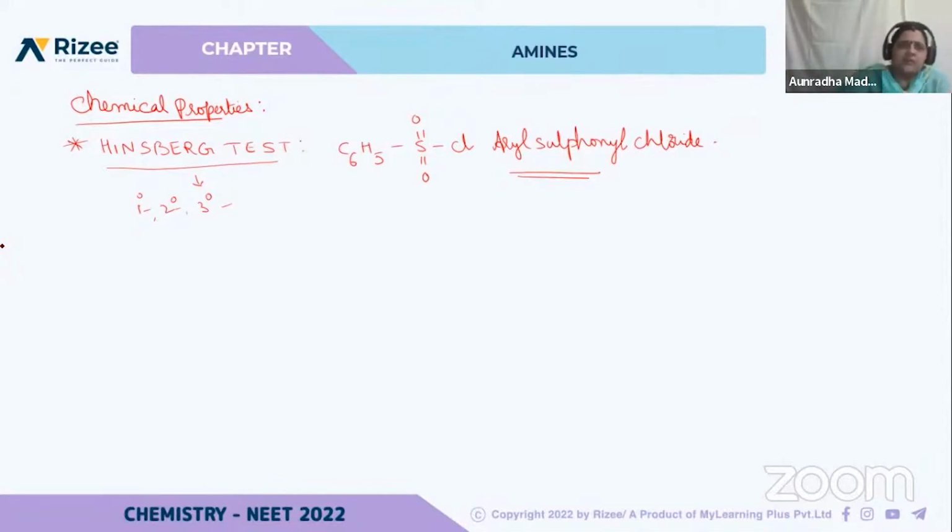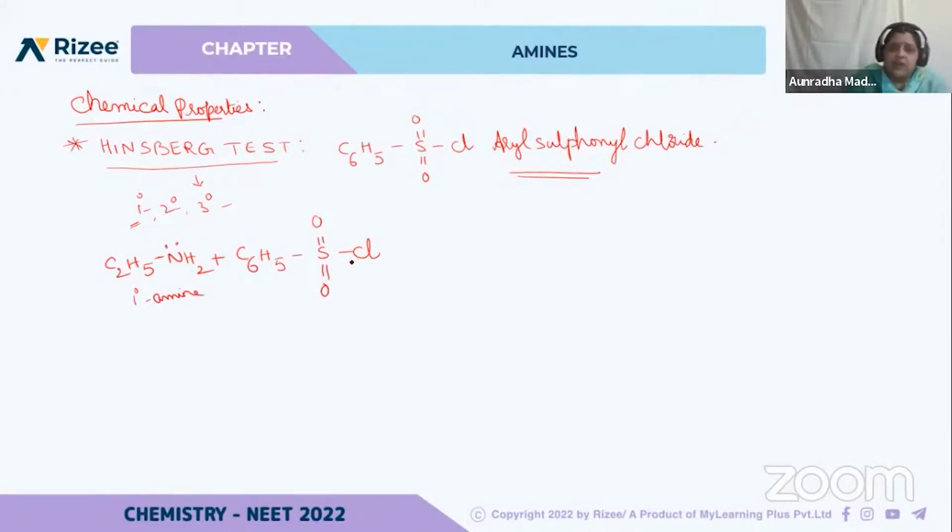So let's take our main reaction. First let's take our primary amine, C2H5 or CH3, anything, NH2, and our compound aryl sulfonyl chloride, C6H5 S double bond O, S double bond O, Cl. This is our primary amine. This is our aryl sulfonyl chloride.